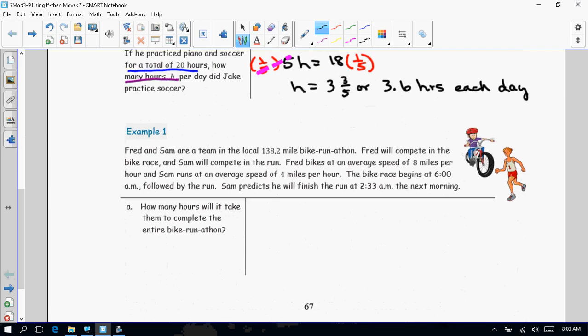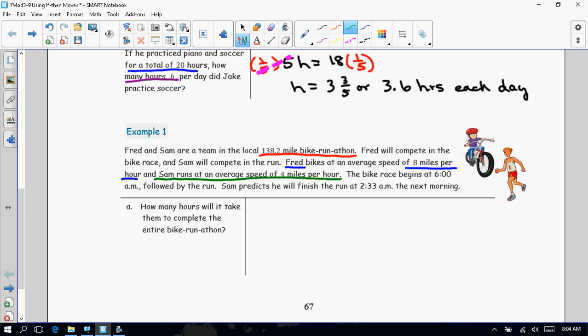Fred and Sam are on a team in the local 138.2 mile bike runathon. Oof. Fred will compete in the bike race and Sam will compete in the run. Fred bikes for an average of 8 miles per hour. Okay, Fred, 8 miles per hour. And Sam runs an average of 4 miles per hour.